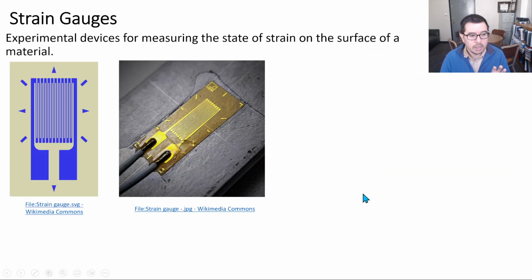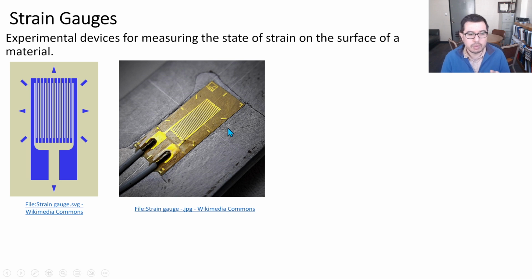So these are some examples of what we call strain gauges. They're used for measuring the state of strain on the surface of a material. And what it essentially amounts to is a wire that runs back and forth, okay? And you run some electrical current or voltage across it, or electrical current through this strain gauge. And as the gauge stretches, okay, or experiences strain, okay, the electrical resistance that we measure changes.